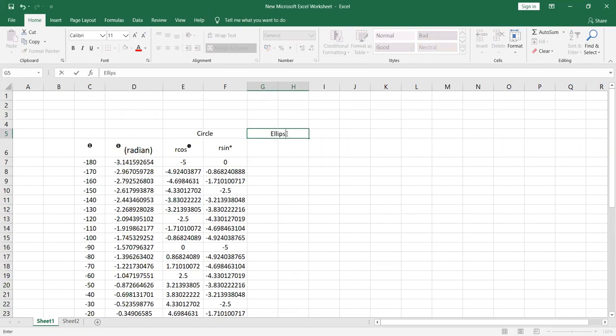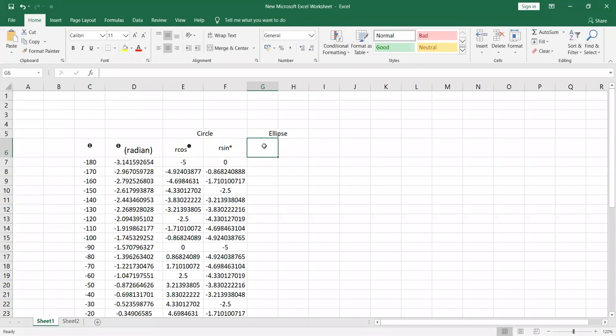Okay. So how do we make an ellipse now? Now tell me about ellipse. In an ellipse, you should know that the radius is not constant. Along the y-axis the radius is different, and along the x-axis the radius is different. So accordingly we have to choose the data.